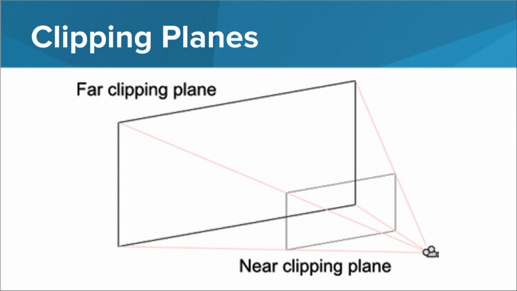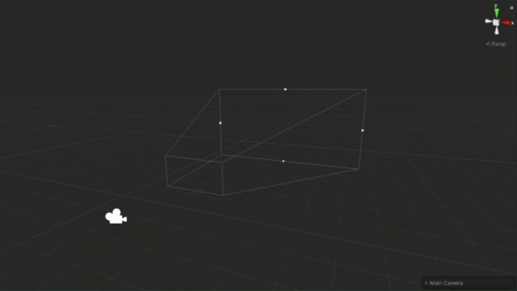In a perspective projection, the view frustum has two clipping planes, the far clipping plane and the near clipping plane. The distance of these planes from the camera and each other can be adjusted in the inspector window for each camera game object. Anything between the two planes and within the view frustum is captured and shown by the camera.